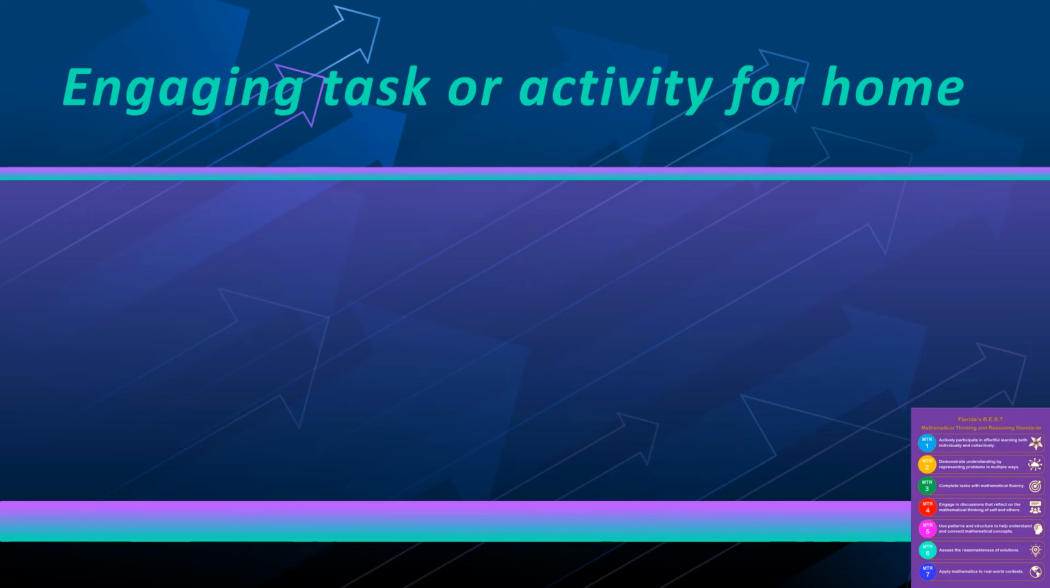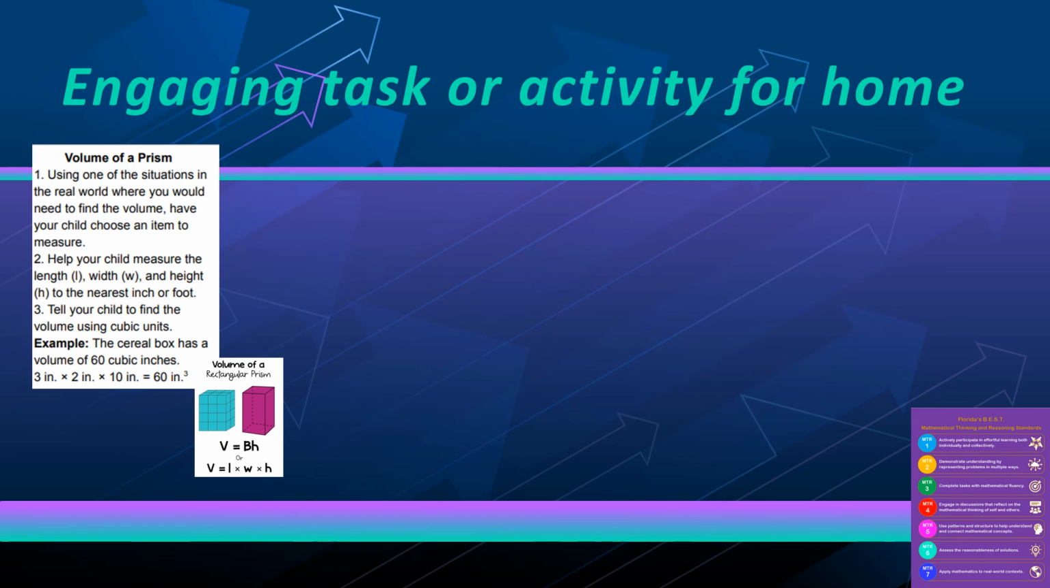We always want to encourage students to continue their learning at home. We want the tasks that we send home to be engaging and meaningful. The activities shared here are taken from the STEMscopes parent letter. On the first task, volume of a prism, our students will measure the dimensions, length, width, and height of real objects at home, for example, a cereal box, and then use the formula length times width times height to find the volume.